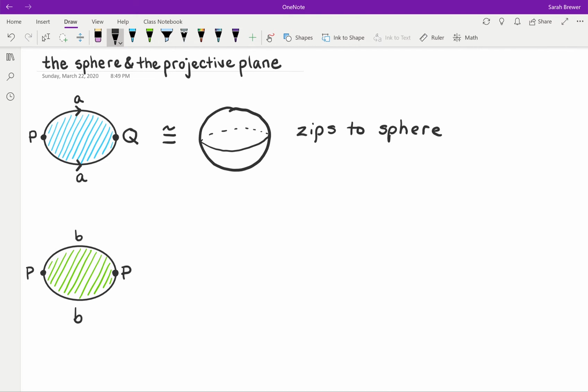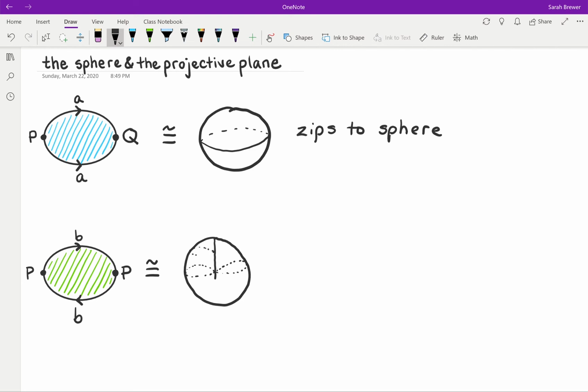But in the bottom example, we're going to orient these edges opposite. And what happens is that first we will glue point P to itself, and then as we start to zip those two B edges together, this surface ends up having to intersect itself in order to zip closed.